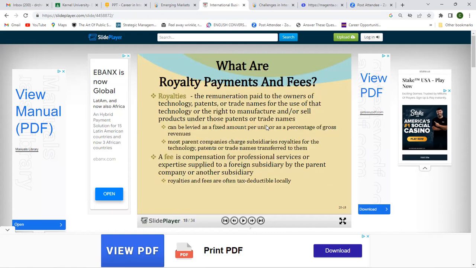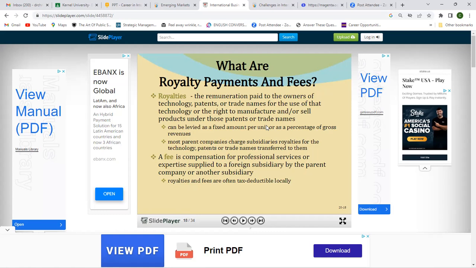What are royalty payments and fees? Royalties are payments made to the owners of technology, patents, or trade names for the use of that technology and the right to manufacture or sell products under those patents or trade names. They can be levied as a fixed amount per unit or as a percentage of gross revenues.